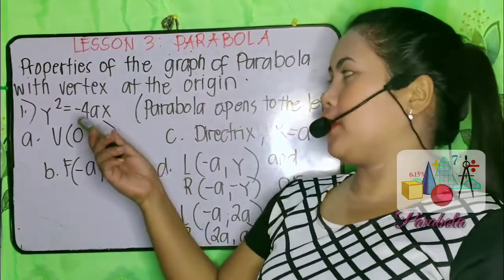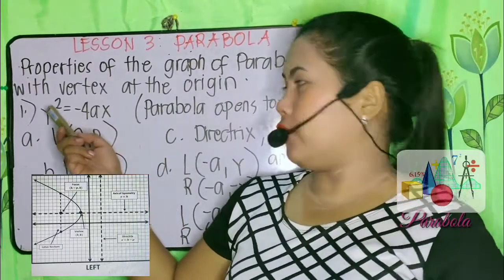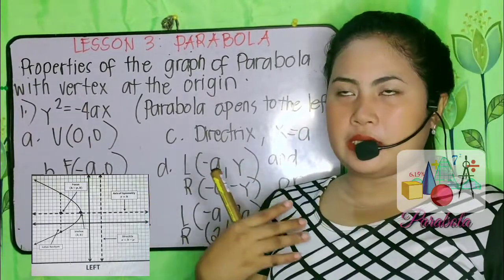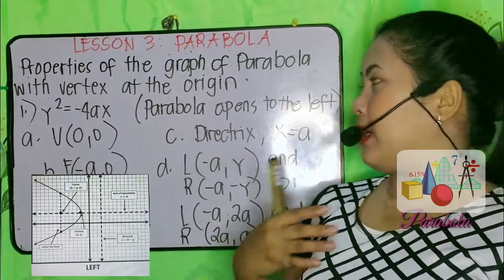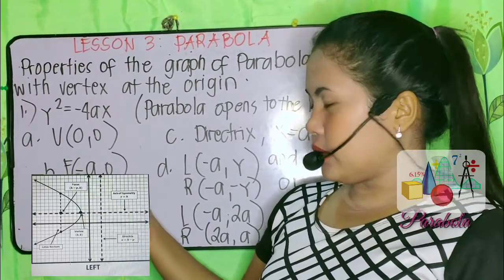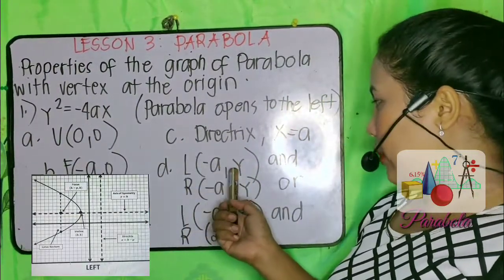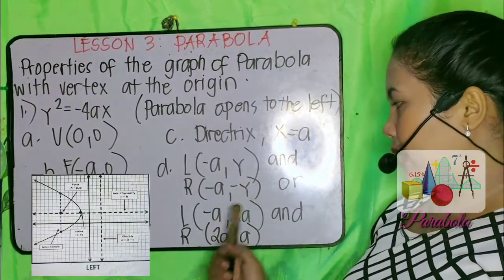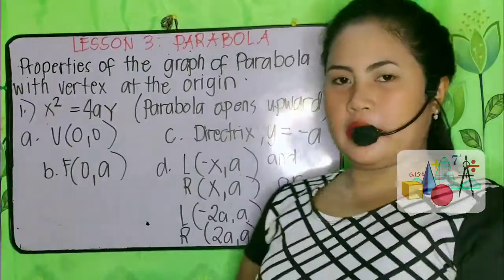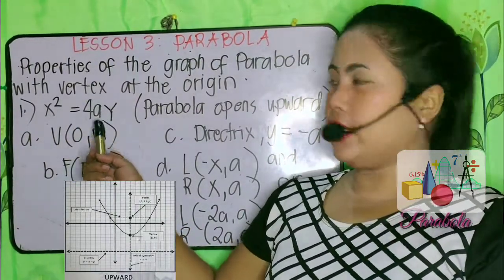For property number 2, we have y squared equals negative 4ax. If negative 4ax, the parabola opens to the left. If the parabola opens to the right, positive; if it opens to the left, negative. The vertex is (0, 0), the focus is (negative a, 0), the directrix is x equals positive a. For the latus rectum, the endpoints are (negative a, 2a) and (negative a, negative 2a).